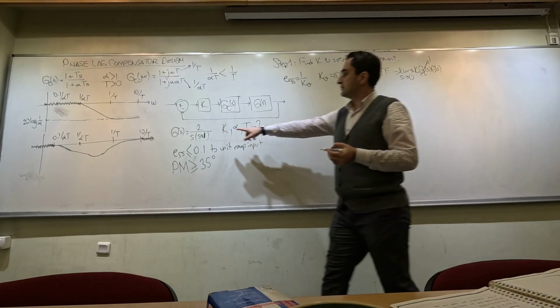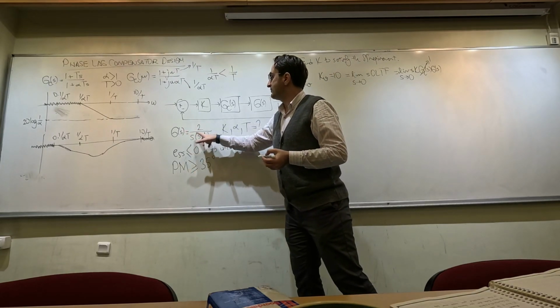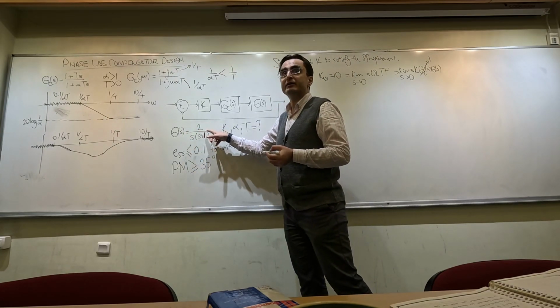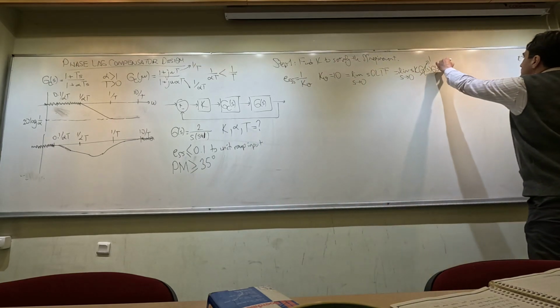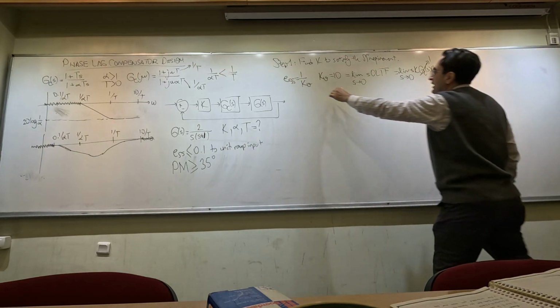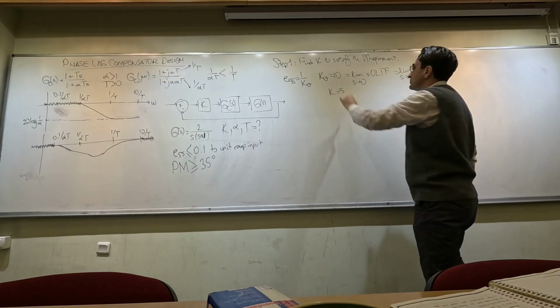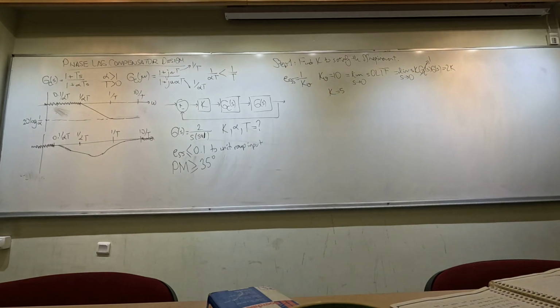Substitute g of s, multiply it with s, and I will have 2k here. Take the limit, what do we get? It is just going to be 2k. This means that k is going to be 5. Okay? So we have found already one of the parameters of interest.